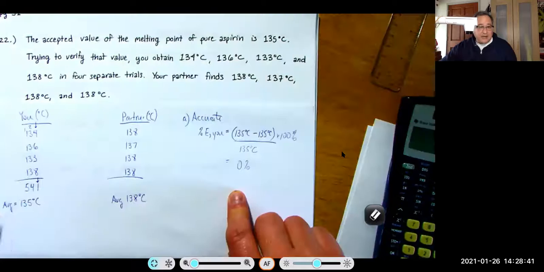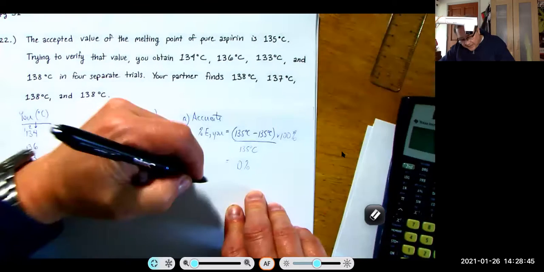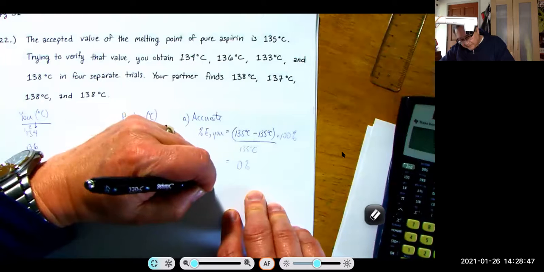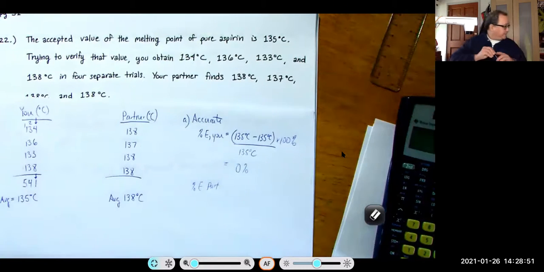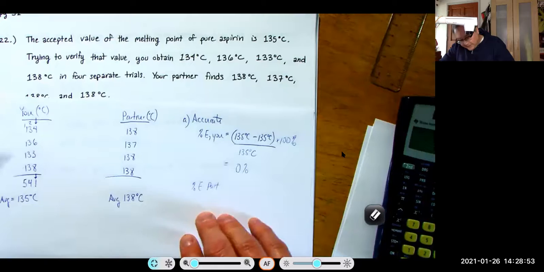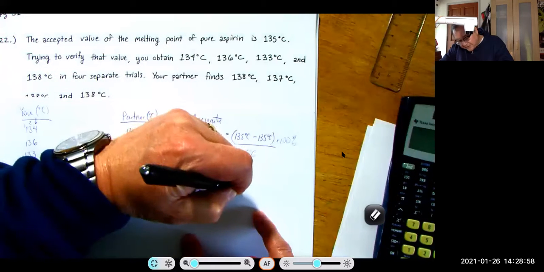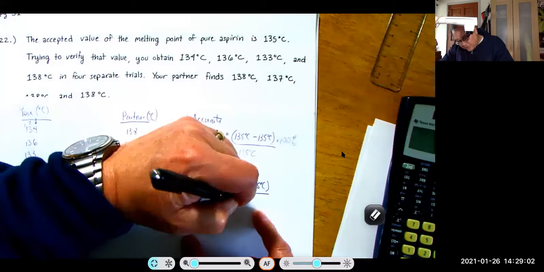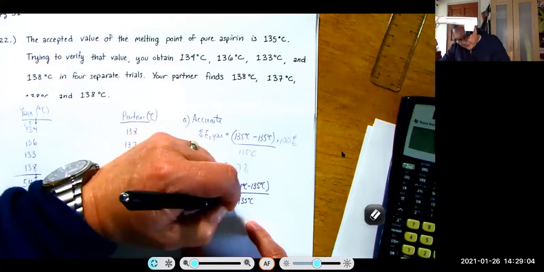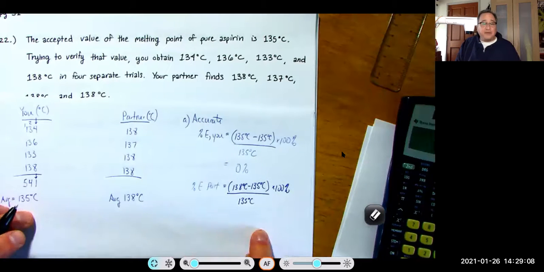My pen is running out of ink. And the percent error for your partner, okay, new pen time, is going to be their average value, 138 degrees Celsius minus 135 degrees Celsius over 135 degrees Celsius times 100%. Wow, that is much better than the old pen that was running out.